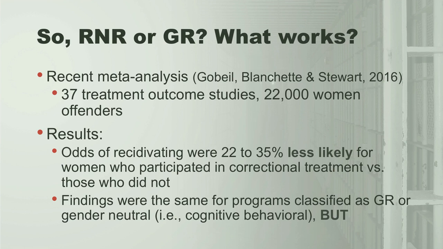However, what this meta-analysis found was that the reductions in recidivism were the same irrespective of whether or not a treatment program was classified as gender responsive or whether it was classified as gender neutral, i.e. cognitive behavioral. Okay, so the researchers make lots of decisions about classifying programs into one of those two bins. Overall treatment works, it reduces recidivism for women. However, it didn't matter whether the women were in a cognitive behavioral gender neutral program or in a gender responsive program.